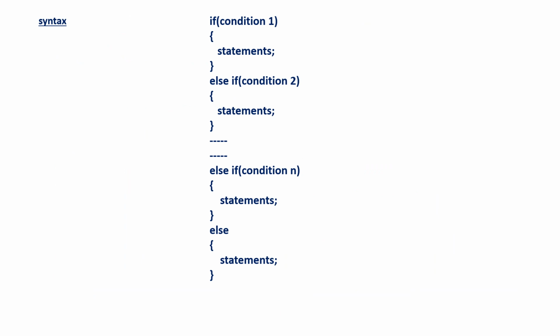Now coming to the syntax, this is the syntax. Now we see the same case here. First of all, condition 1 is checked. All the conditions are evaluated in sequential order. First condition 1 is checked. If condition 1 is true, then its related statements are executed and then control comes out of the else if ladder. No other statements are executed. This is the first scenario.